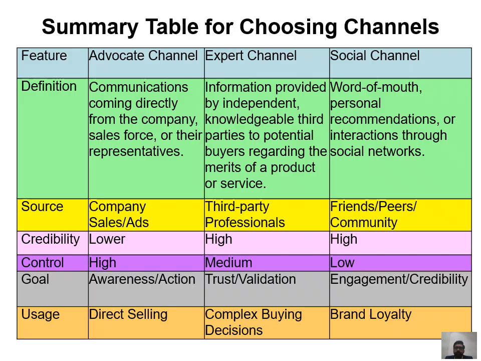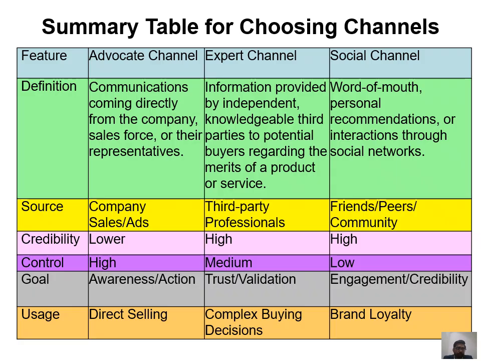Now this is a summary table for choosing the channel. There are different parameters like features, definition, source, credibility, control, goal, usage. And we are comparing advocate channels, expert channels, and social channels. An advocate channel is communication coming directly from the company sales representatives. An expert channel is information provided by independent, knowledgeable third parties to potential buyers regarding the merits or benefits of the product or services. And a social channel is word of mouth, personal recommendation, or interaction through a social network.